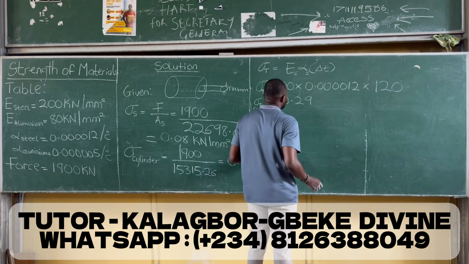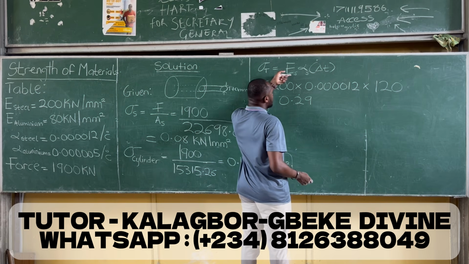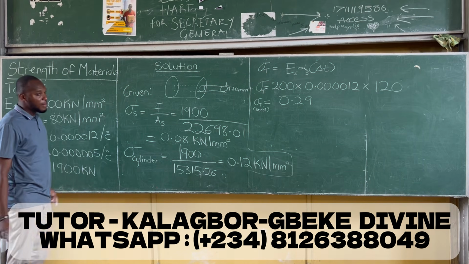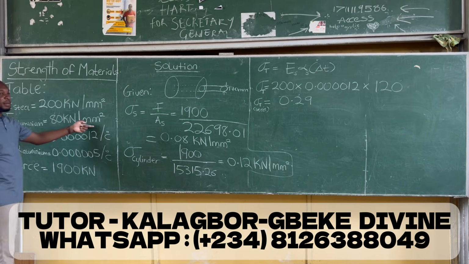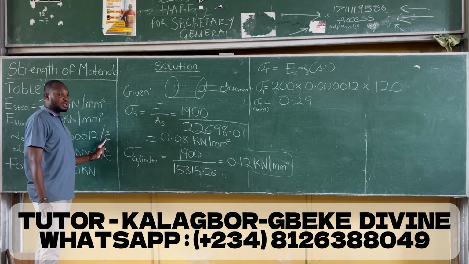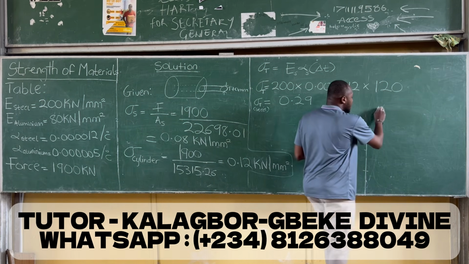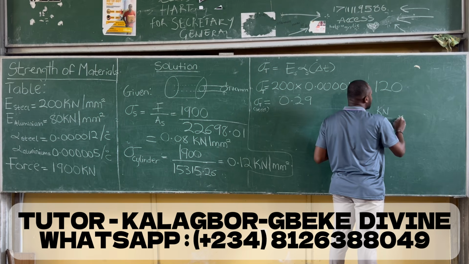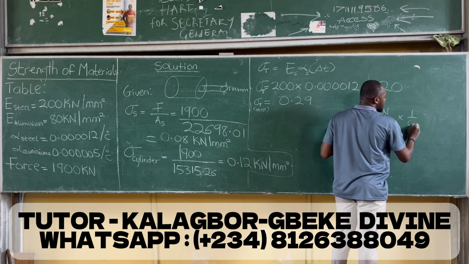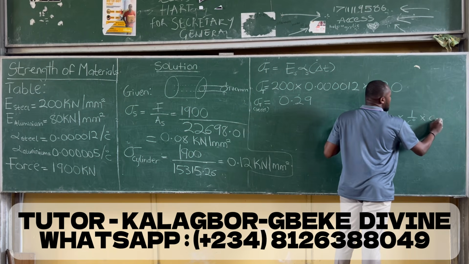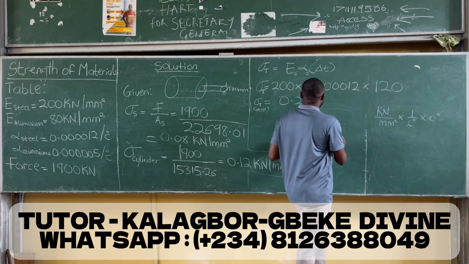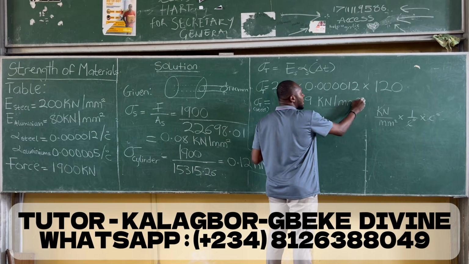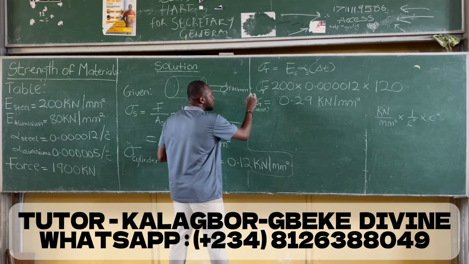So what are the units? This is in kilonewton per millimeter square, this is 1 over Celsius. Let me show you now. This is in kilonewton per millimeter square, times this one in 1 over Celsius, times this one in Celsius. This will cancel this. So you are left with kilonewton per millimeter square. So that's what your symbol will look like. Let's proceed to the final one.